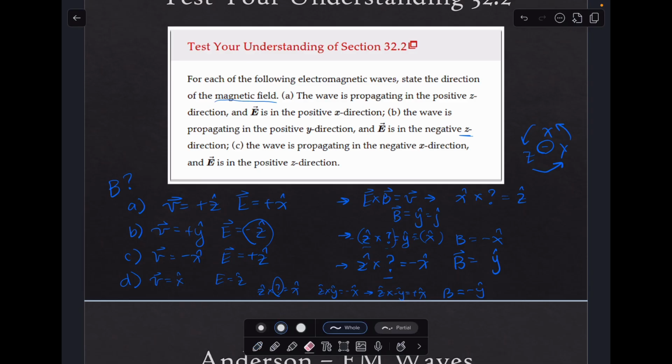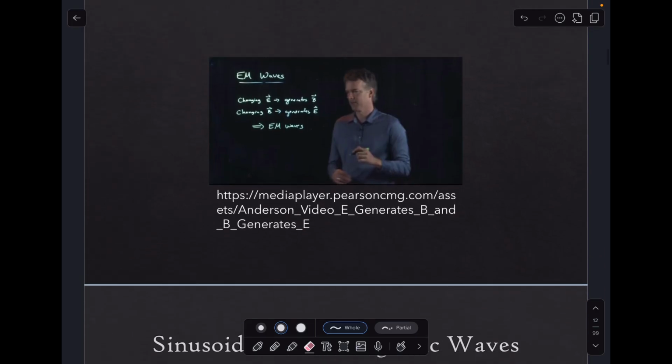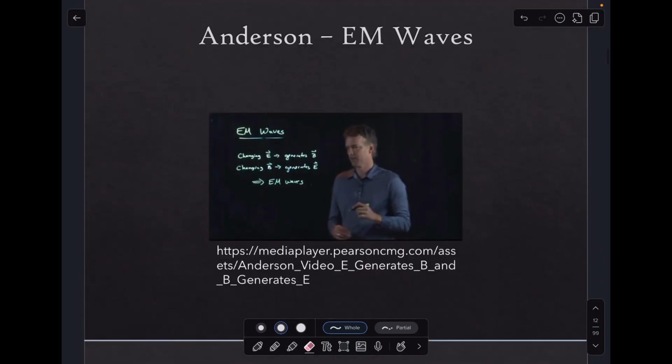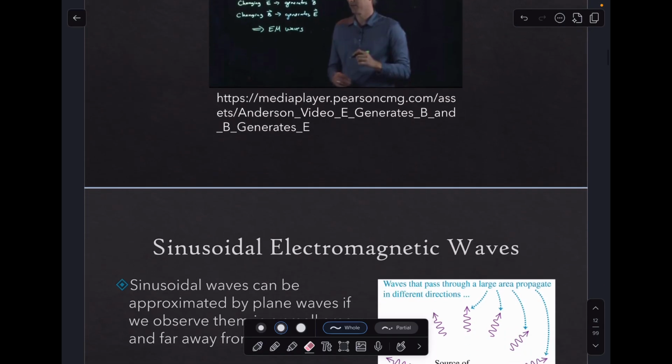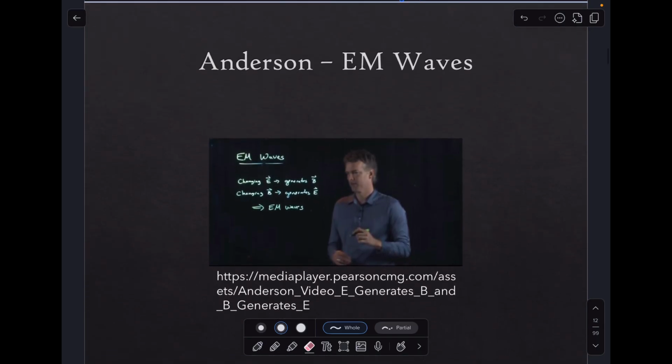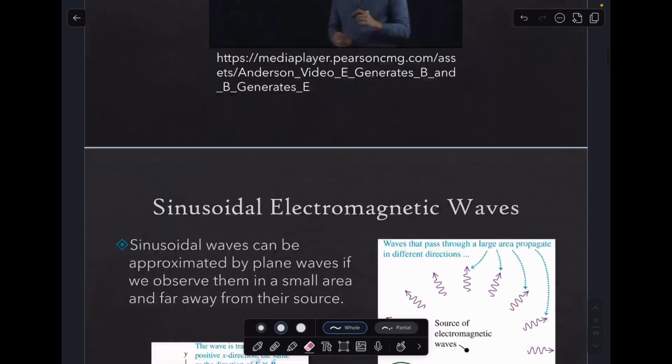It's still the right-hand rule. That's how we deal with it. So this is also a great video. I recommend you watch all these Anderson videos. They're all really good. He's basically here describing this propagation that I was talking about, how electromagnetic waves move in space on their own. And that's because of this endless cycle of changing E creates B, changing B creates E.